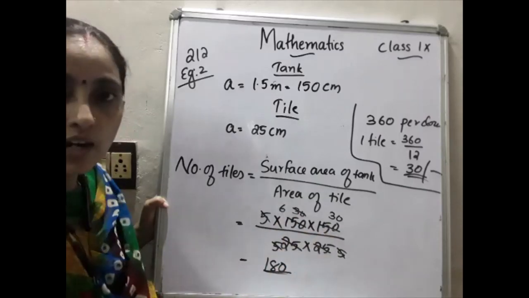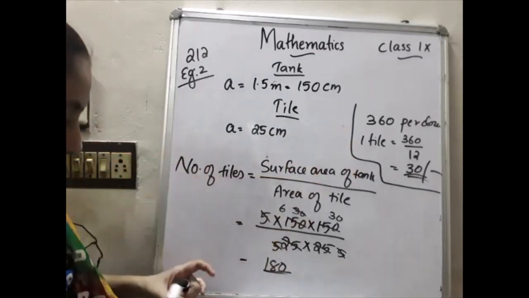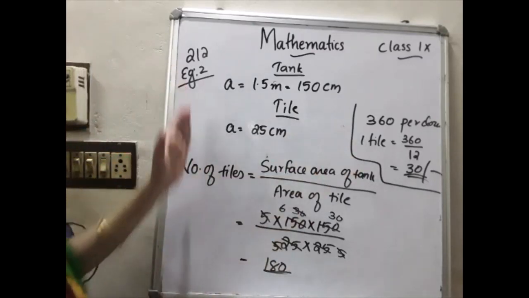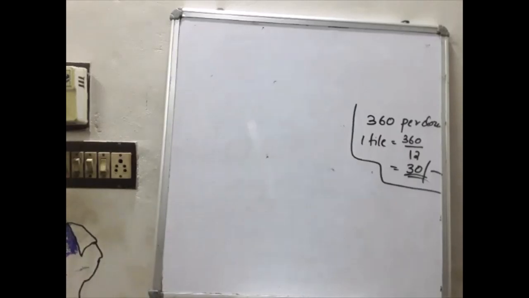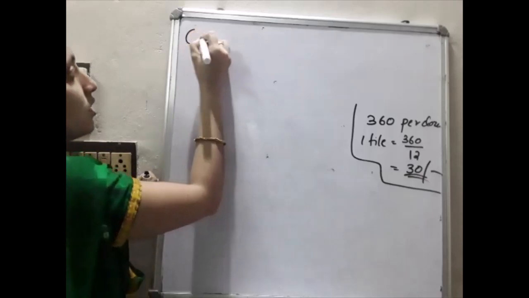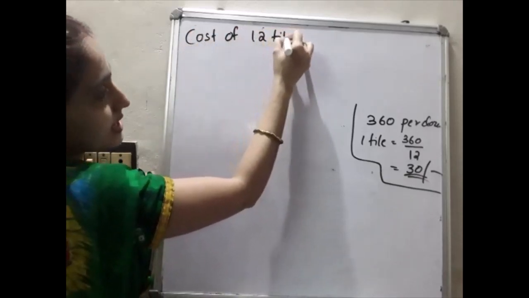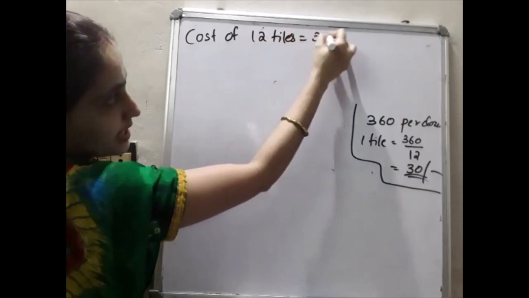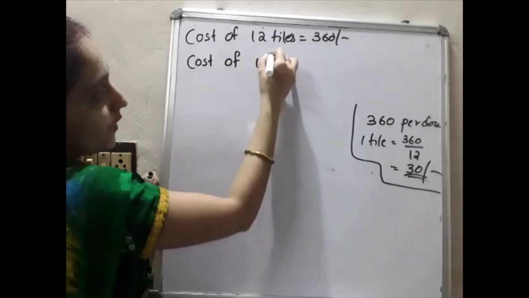Number of tiles is what? 180. Okay, after that you have to write. Please write down this message. After that I will say, please write down these things. Cost of 12 tiles is equal to 360 rupees. So cost of one tile.